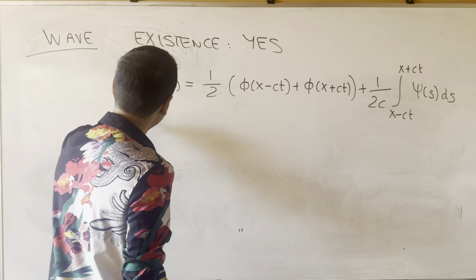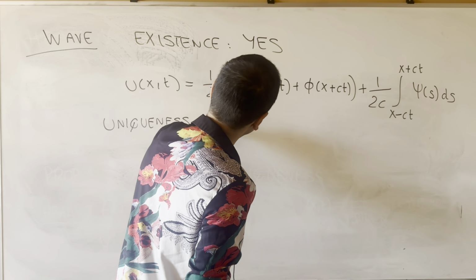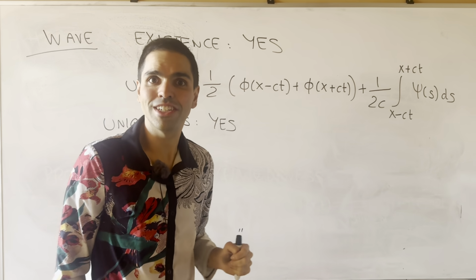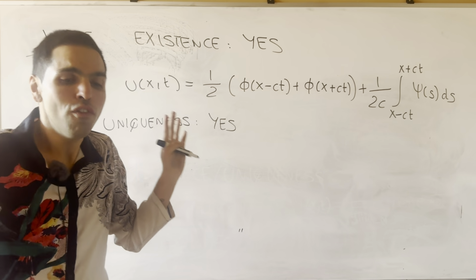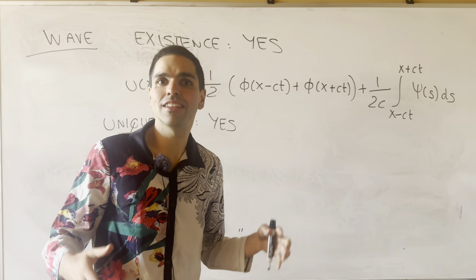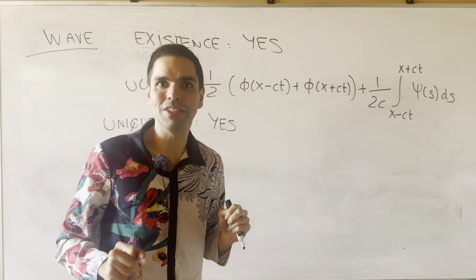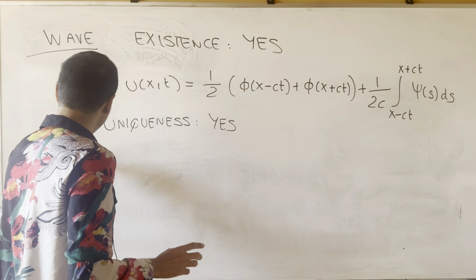And for uniqueness, the answer is also yes, and that's by energy methods. So we've shown this in a previous video. So for our purposes, for both equations, they're similar in the sense that yes, there is pretty much a unique solution. The next battle, or the next property, is smoothness.